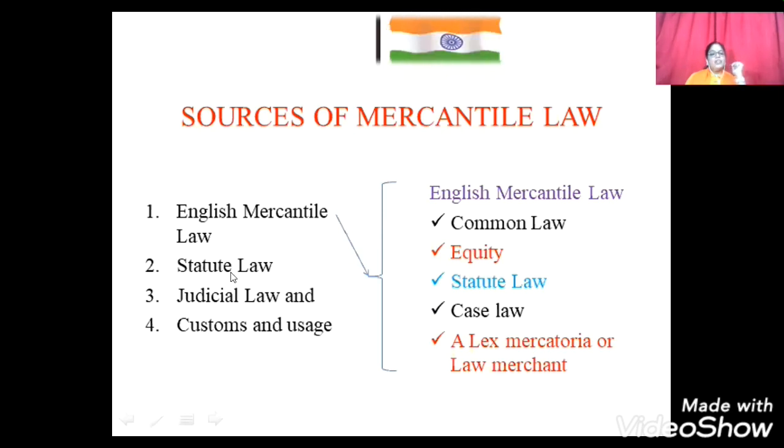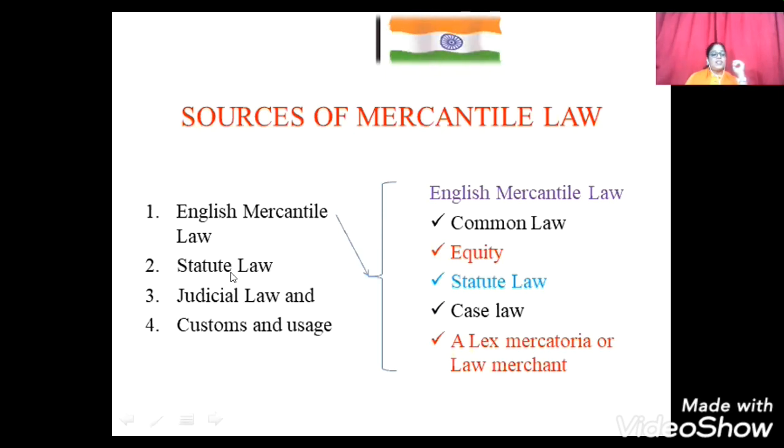Right. Now the judicial law and the customs and usages law. Judicial law, as I said earlier, is similar to case law. These are based on the previous judgments given by the judges, and they are referred to before passing any judgment. They act as a guide to the judges.